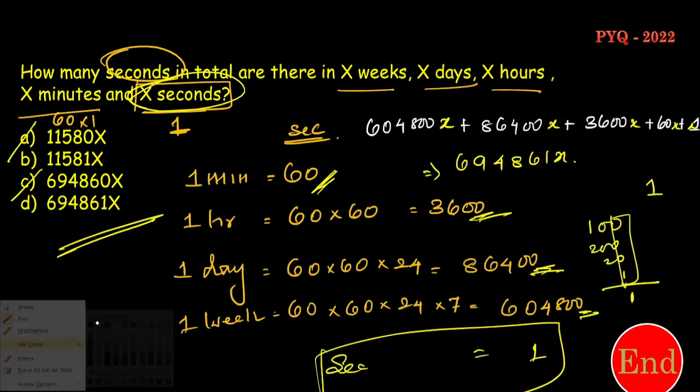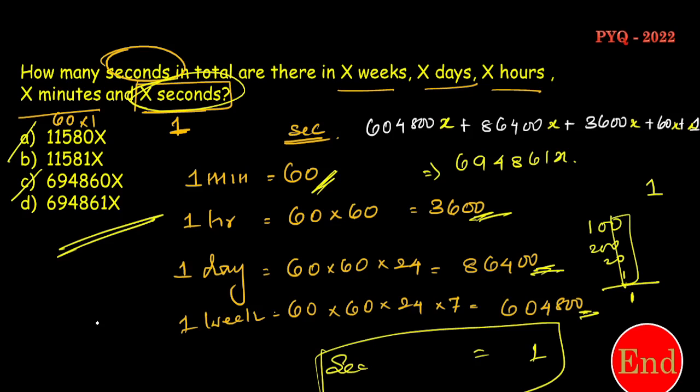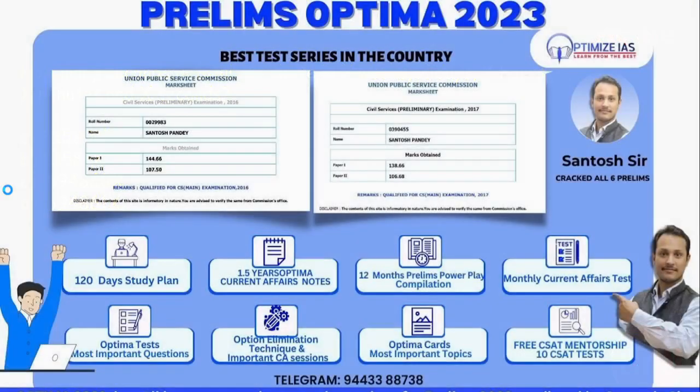The remaining two options, look at the remaining two options. One is 11581, another one is 694,861. So obviously we know that the higher value is the answer. This will not be the answer. Correct? So this is also the way we can eliminate the wrong answers. So I hope you guys understand all these 5 questions easily and how to complete them within that time.